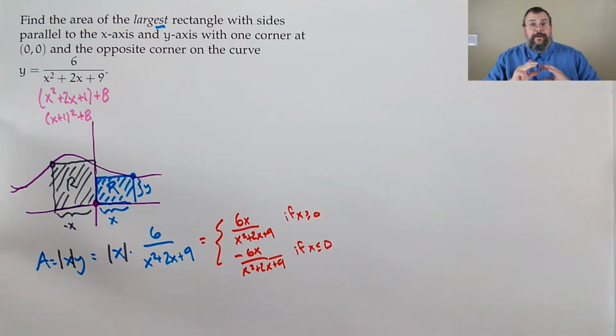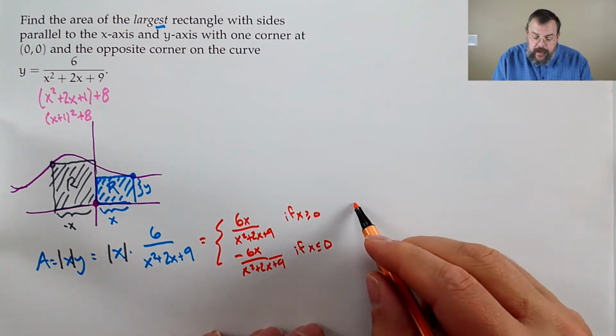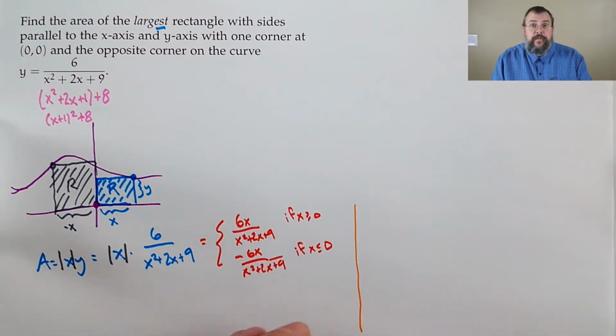Okay, so if we don't do absolute value, how do we do this problem? Well, the answer is we're still going to take our function, which is going to be 6x over x squared plus 2x plus 9. But we're not just going to look for the maximum value as positive. We're going to look for the maximums and the minimums, and we're going to look at the sizes of those values. Okay, so it'll make more sense as we go along.